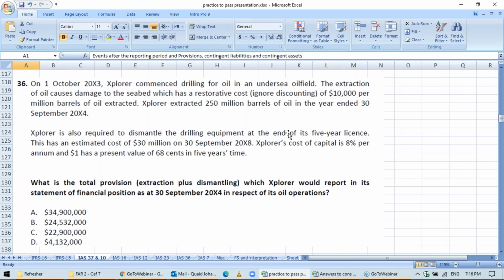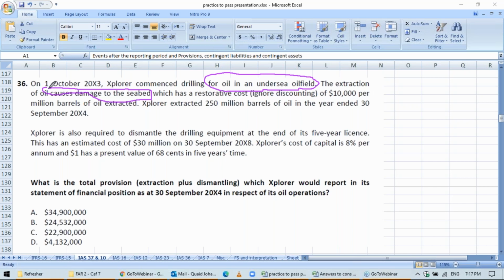Now what does this question say? This question says that on 1 October 2003, Explorer commenced drilling for oil in an undersea oil field. So drilling has begun. The extraction of oil causes damage to the seabed. It means the more oil they take out, the more the damage will occur.